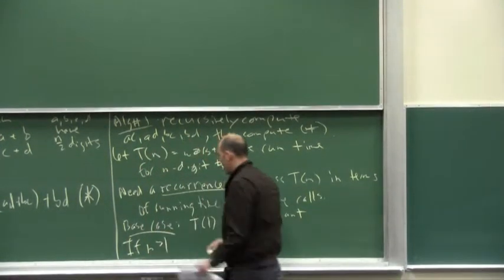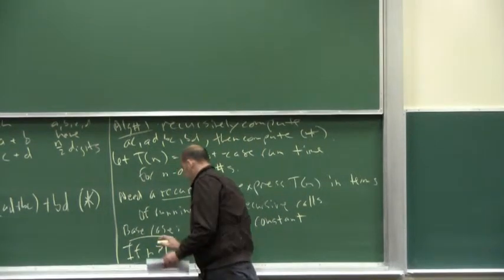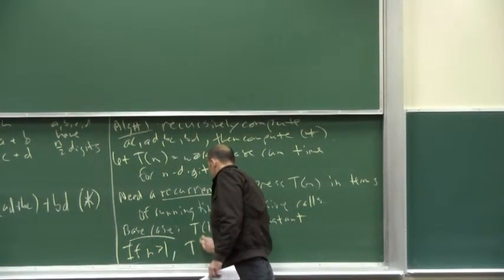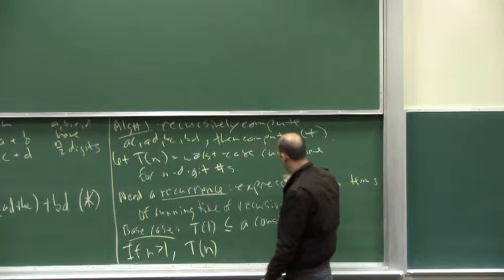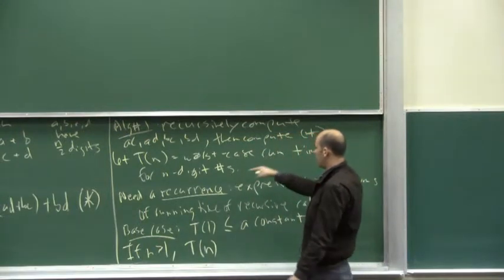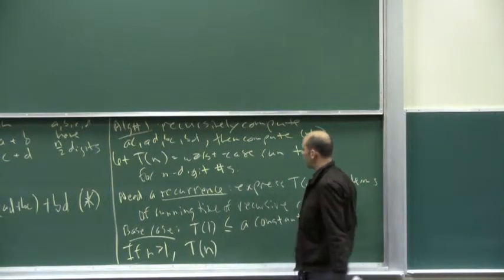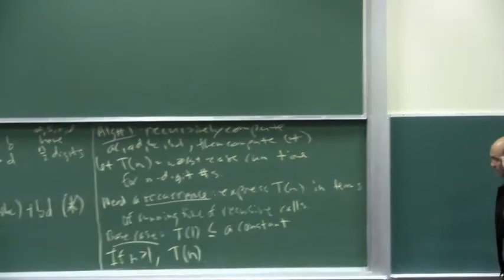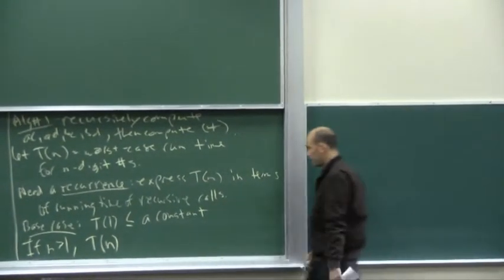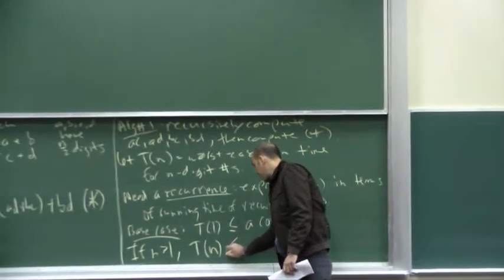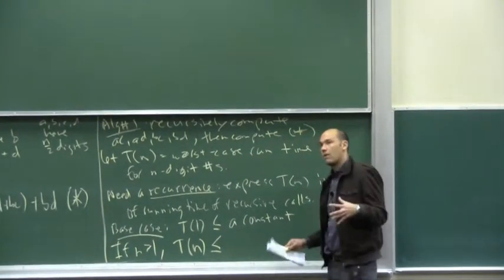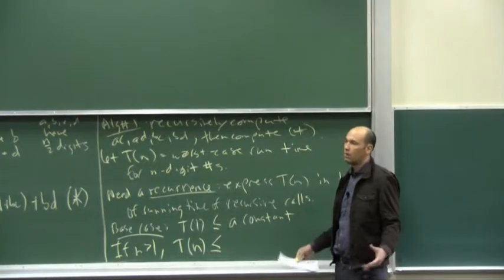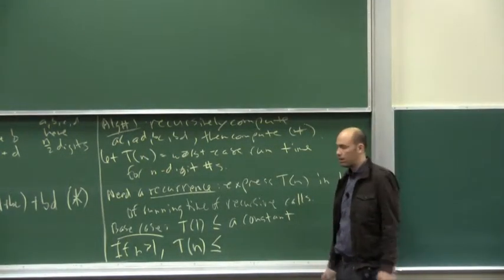On the other hand, if you're not in the base case and you have to recurse, then we define the worst case runtime, or we can relate the worst case runtime for n-digit numbers to the worst case runtime for smaller numbers. Okay? So in general, for a recursive algorithm, you want to think, okay, what do I do in the recursive calls? What do I do outside the recursive calls?